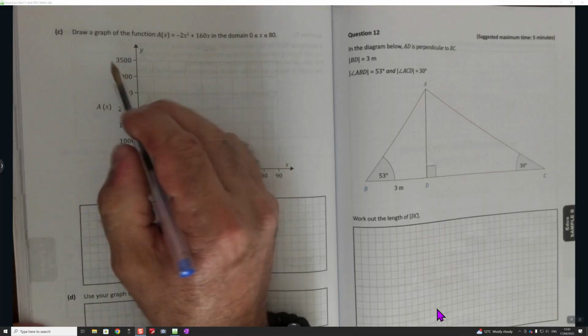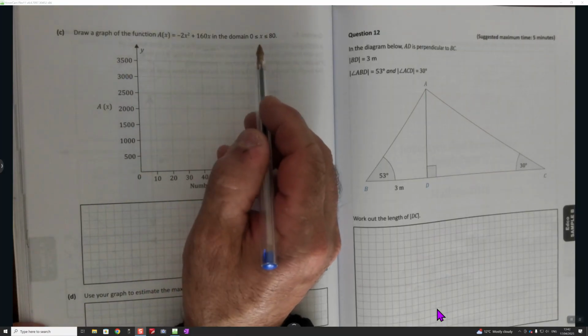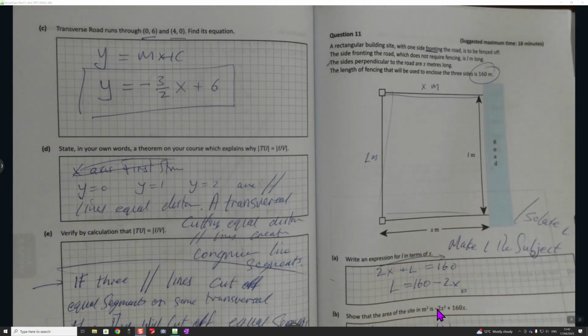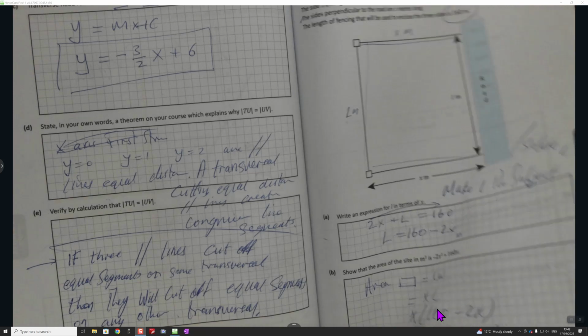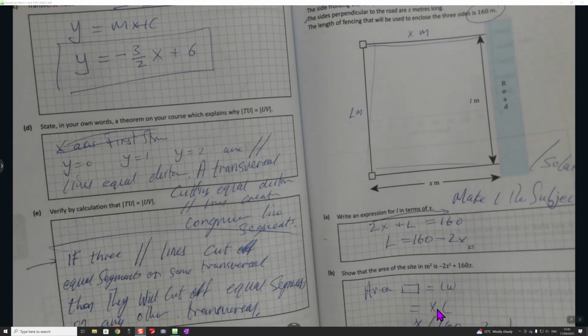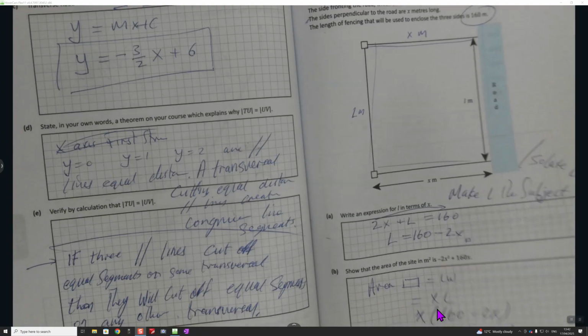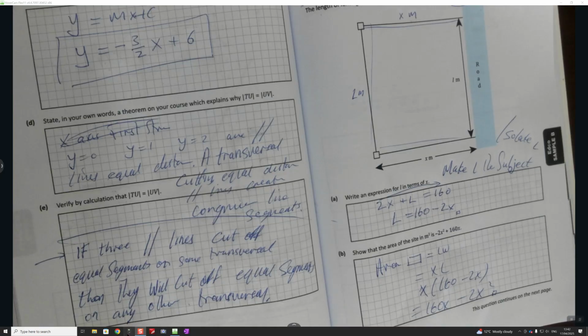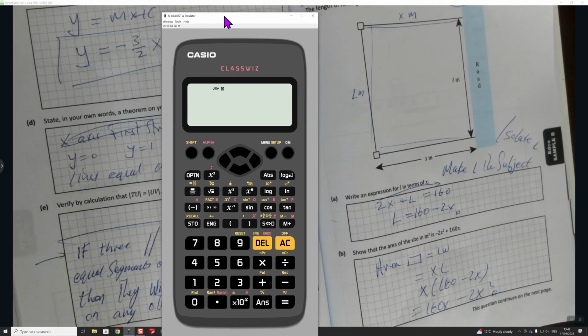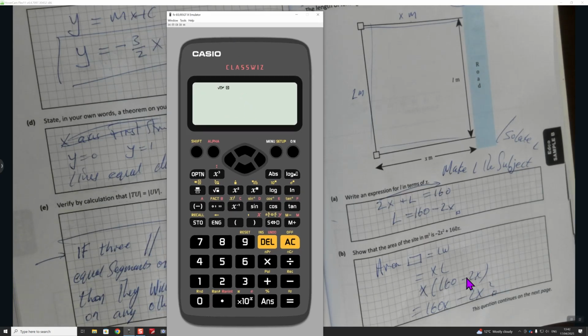Okay, draw a graph of the function in the domain. Okay, great. We're going to use a calculator here to sub in our expression from down here, which is minus 2x squared plus 160x. So let's get the calculator up. Let's push it over to the side, a little bit to the side, we don't want it too far to the side, so we can stay in touch with our maths here. And let's turn it into table mode, option 3.